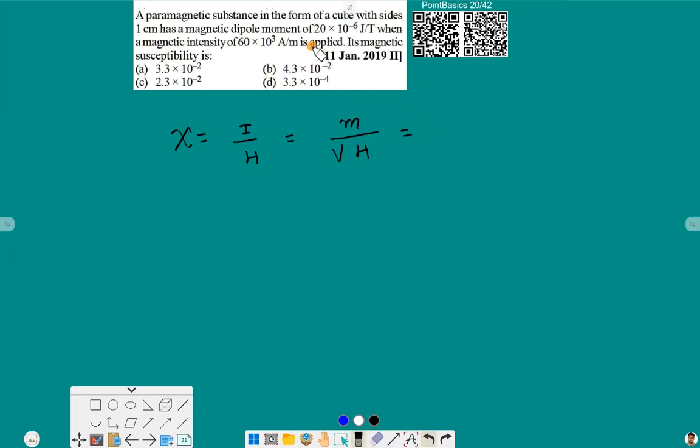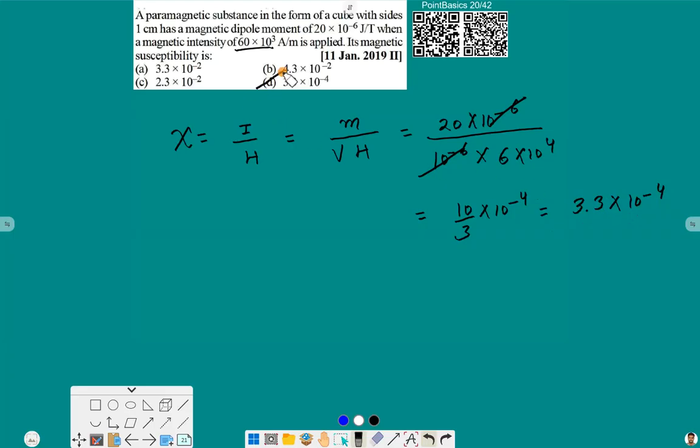Value of M is given to us, that is 20 into 10 raised to power minus 6. Volume for 1 centimeter cube will be 10 raised to power minus 2 whole cube, so 10 raised to power minus 6, and H, here it is magnetic intensity, that will be 6 into 10 raised to power 4. So minus 6 gets cancelled, and we have 10 by 3 into 10 raised to power minus 4, so it will be 3.3 into 10 raised to power minus 4. Option D will be the answer here. Let's move to next question.